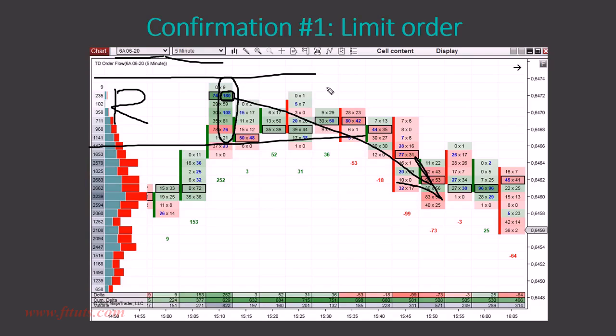Alright, so that's the confirmation number 1. Confirmation using a limit order, where we try to identify limit orders, and those help us to see whether there are big players waiting at the same support or resistance zones as we are. And if they start jumping in, then we see their limit orders, and we also participate in that move, which is likely to follow.